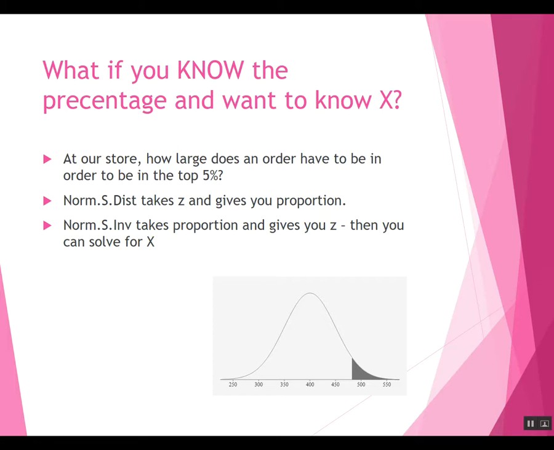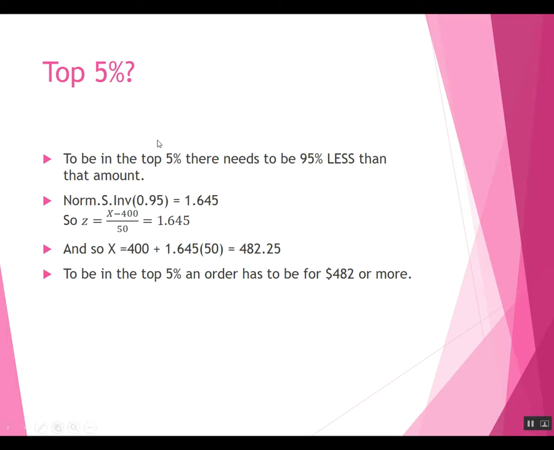What if you know the percentage and it's the x you want to know? So for example, at our store, how large does an order have to be in the top 5%? Now, norm_s_dist takes a z and it gives you the proportion. The Excel function norm_s_inverse takes the proportion and gives you the z, and then you can solve for x. So you want the top 5%? Well, if you're looking at the top 5%, there needs to be 95% less than that amount. So you put 0.95 into norm_s_inverse, and you get 1.645.